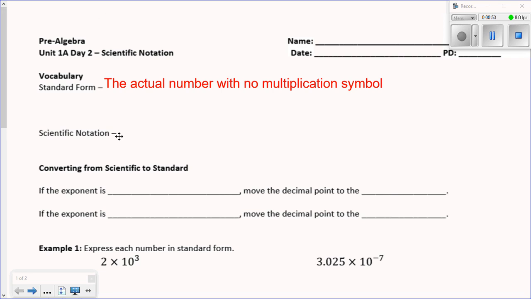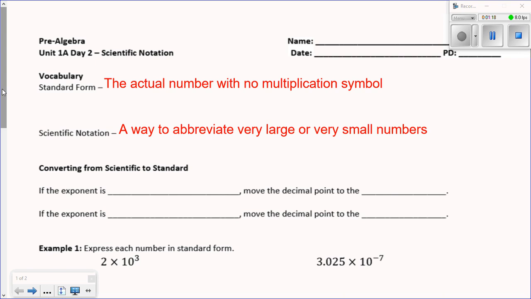However, we might use different ways of writing numbers depending on what's going on with that number. Scientific notation is another way of writing a number. It is used to abbreviate either a very large or very small number. When you have a really large number, instead of writing all of those digits out, we can use scientific notation. Or if it's really small and it's a lot of numbers behind a decimal point, we can again use scientific notation to abbreviate it.